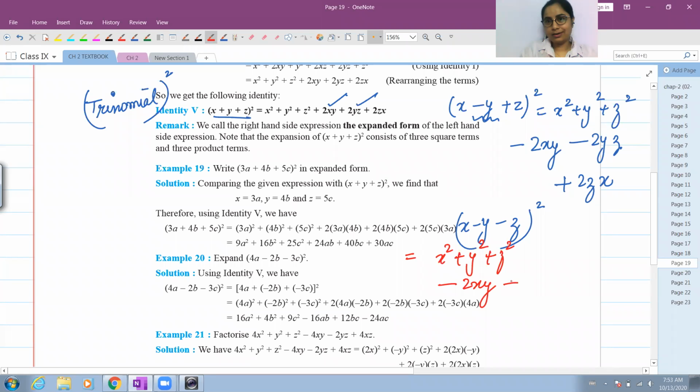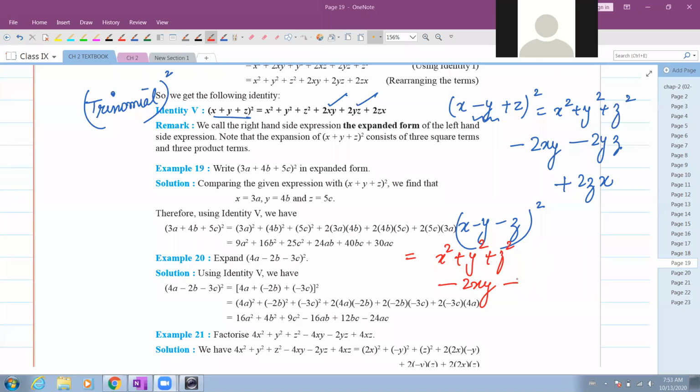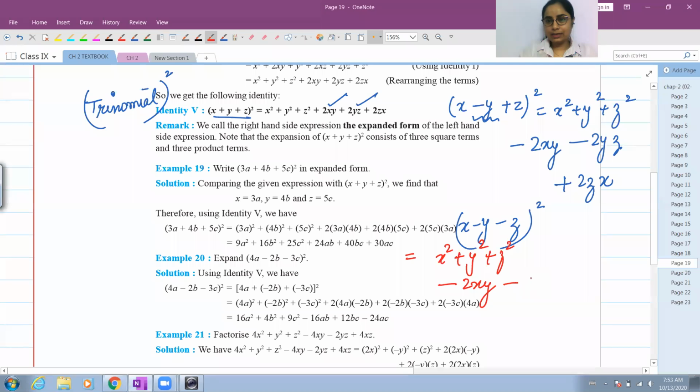Okay, let's see by raising your hands. Please raise your hands. Okay, one, two, three, four, five. Ayushi. Yes, ma'am. Yes, beta, could you answer this one? Minus 2yz, minus 2zx. Okay, so let us see what will happen here.